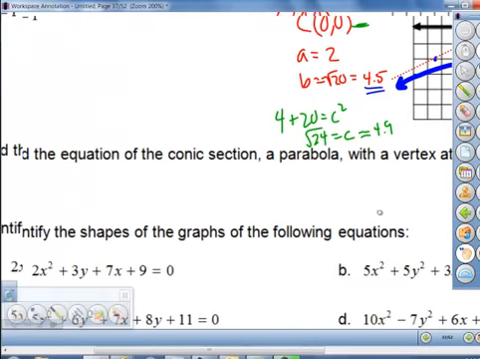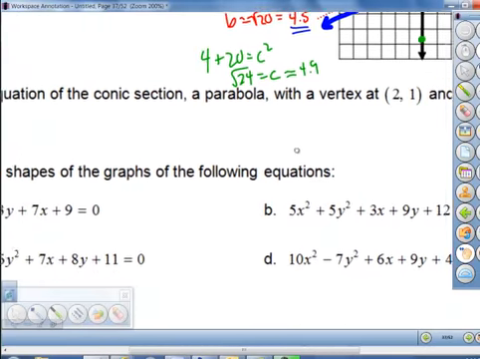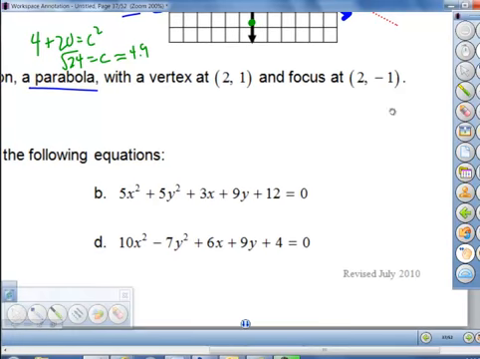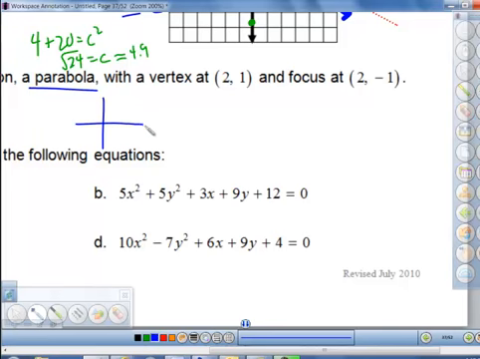Alright, so next it says find the equation of the conic section, and it's a parabola, and it's giving you some information here. It says the vertex is right here, and then the focus is this. So initially what I want to do is plot out the situation and try to figure out what equation I'm dealing with: a C, backward C, or happy face, sad face. So the vertex is at (2, 1), and then the focus is at (2, -1), so it's right down below.